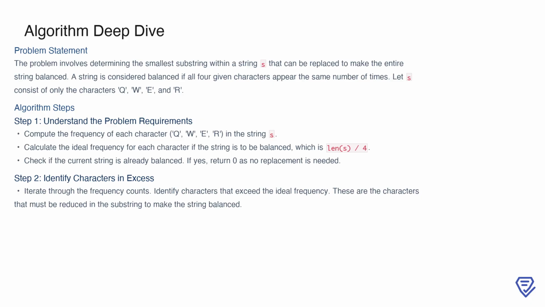Using these frequencies, we determine the ideal frequency for each character, which is simply the total length of the string divided by 4. If the character frequencies already match this ideal count, the string is already balanced, and the result is 0 since no replacement is required. However, if any character exceeds its ideal frequency, those excess characters will need to be reduced by replacing a substring. Identifying these excess characters is key to setting up the solution.